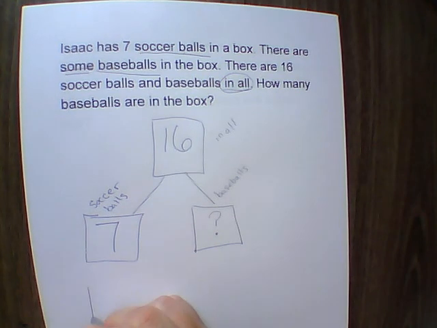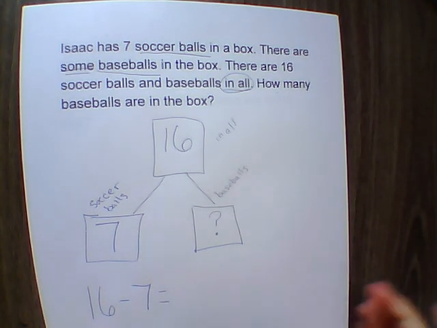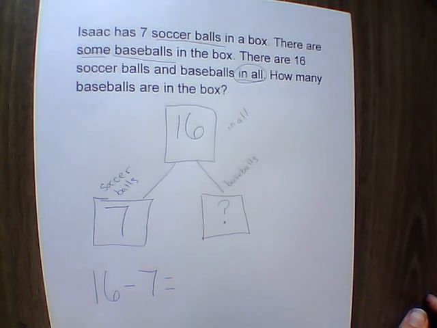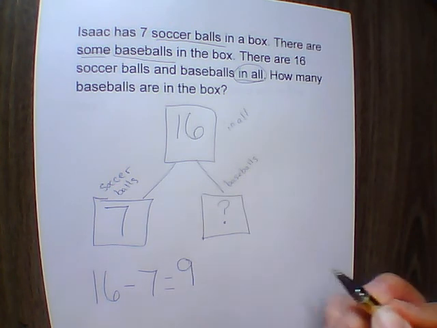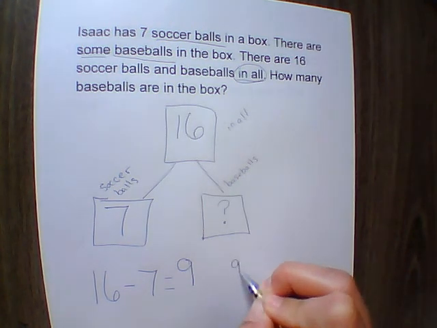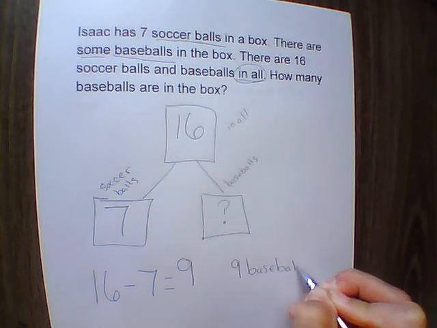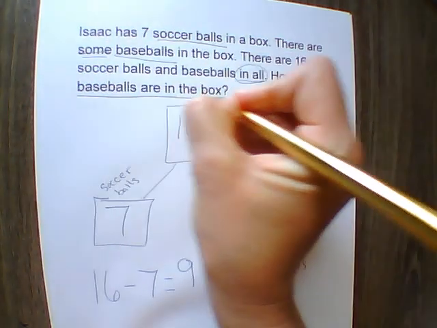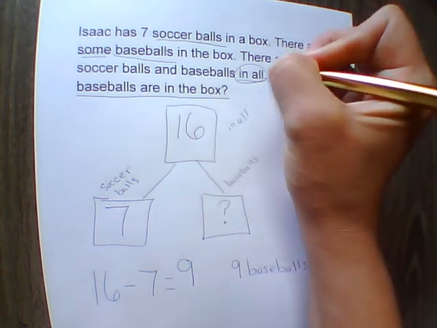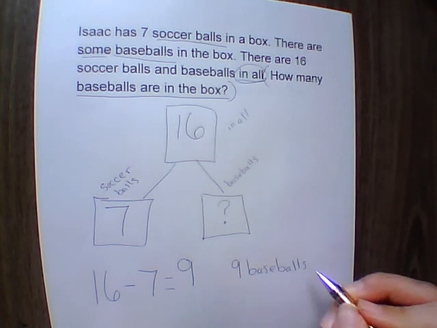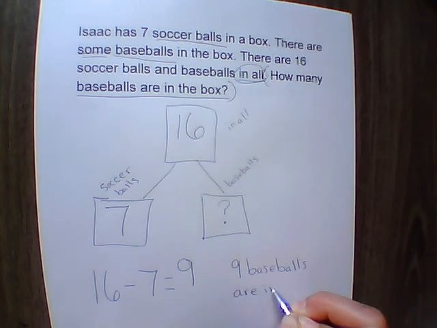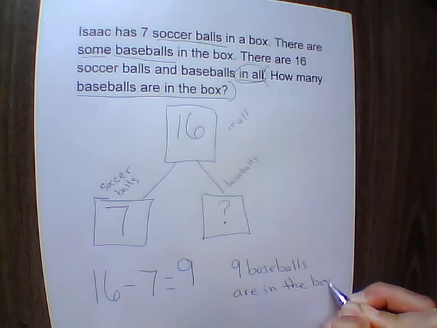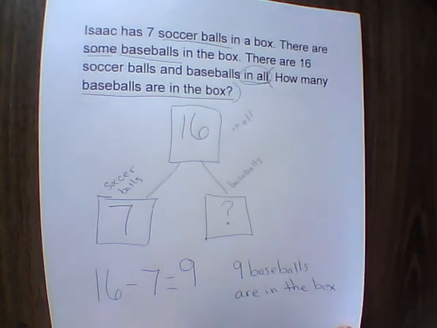So let's set up our equation. Should have been 16 minus 7. So if you don't have that done, do that now and go. All right, and our answer is 9, but we know it's not just 9. There are 9 baseballs. I'm going to just copy right from that question. So this is our question part. 9 baseballs are in the box. All right.